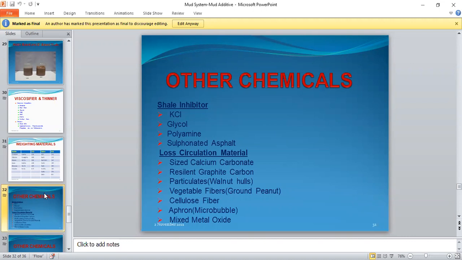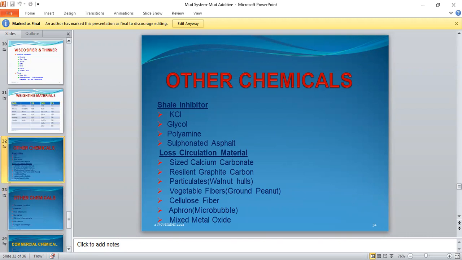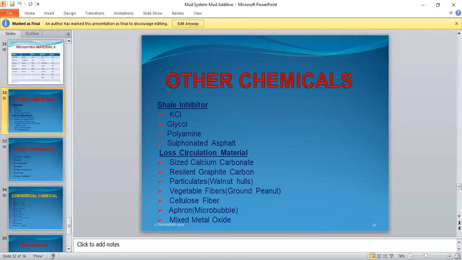Other mud chemicals or additives: inhibitors, shale inhibitors. These are the ones that will prevent your shale or your clay from reacting with water and swelling and causing problems for you. Number one, KCl. KCl uses ionic exchange. Glycol has a kind of heating effect, and it has inhibiting properties.